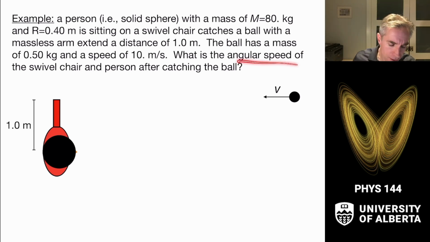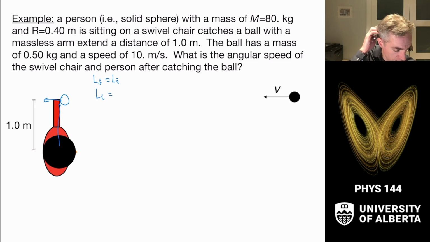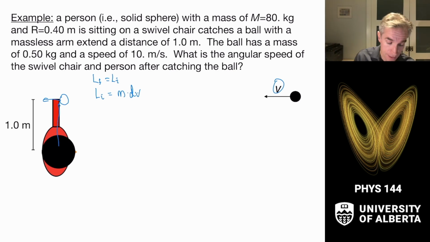So what we want to do is figure out the angular speed of the swivel chair and person after catching the ball. Now, if we consider this whole system here, there are no external torques on it, so the angular momentum after is equal to the angular momentum before. Initially, the angular momentum, we can treat it right here when the ball is flying into the person's arm, relative to the center of rotation, is just going to be the mass of the ball times that distance, let's call it d, times how fast the particle's moving, which is v, when they catch the ball. That's the initial angular momentum.